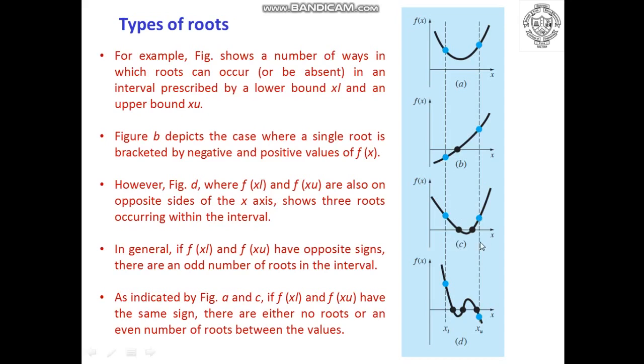On the other hand, if the signs of the functions at the two initial cases, that is the lower case and the upper case, are opposite, one positive and another one negative, then for such cases either a single root or multiple roots will be there, but the number of roots will be an odd number.